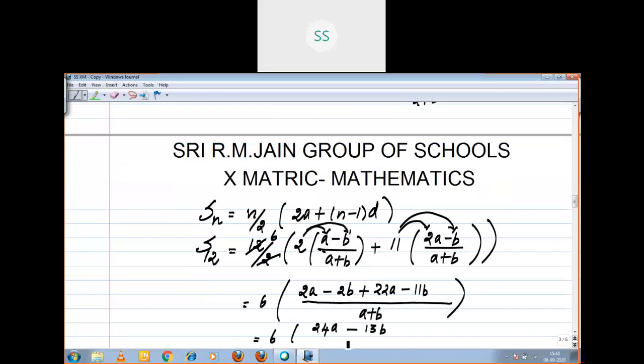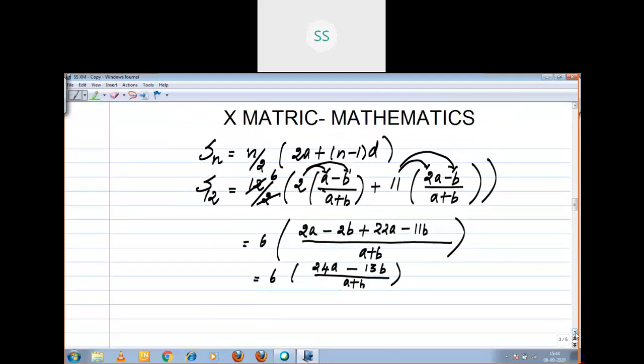24a minus 13b divided by a plus b. Therefore, sum of 12 terms, S12 equal to 6 by a plus b into 24a minus 13b. Got it, children? Say yes or no? Yeah. Thank you, children. We will continue tomorrow.